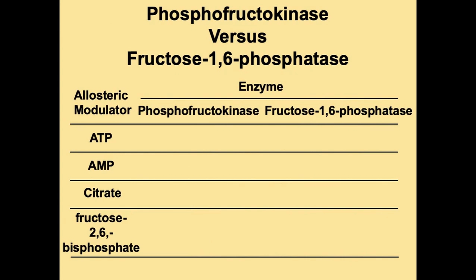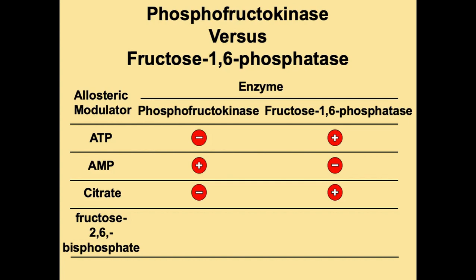So here is a table that I've constructed just for you to view in a visual form exactly what is happening. ATP will inhibit phosphofructokinase, so switching off the enzyme, whereas ATP will activate the 1,6-bisphosphatase. Conversely, AMP activates phosphofructokinase but inhibits the 1,6-bisphosphatase.